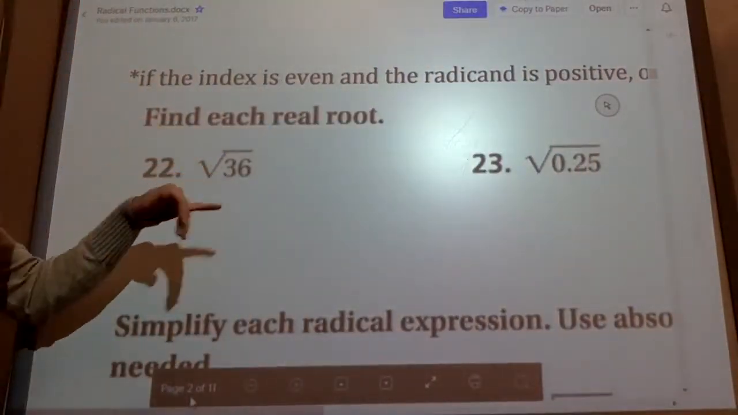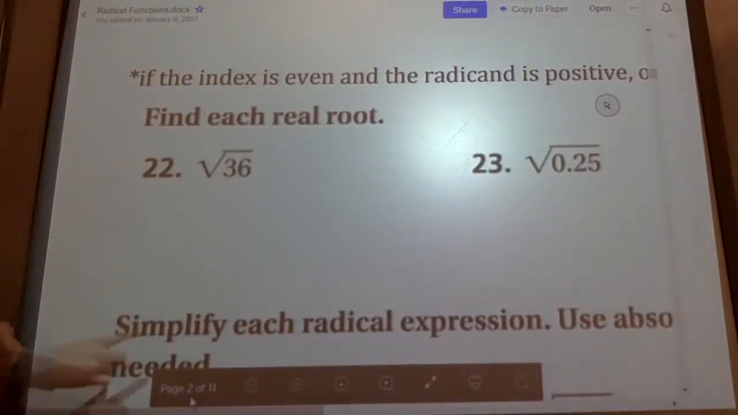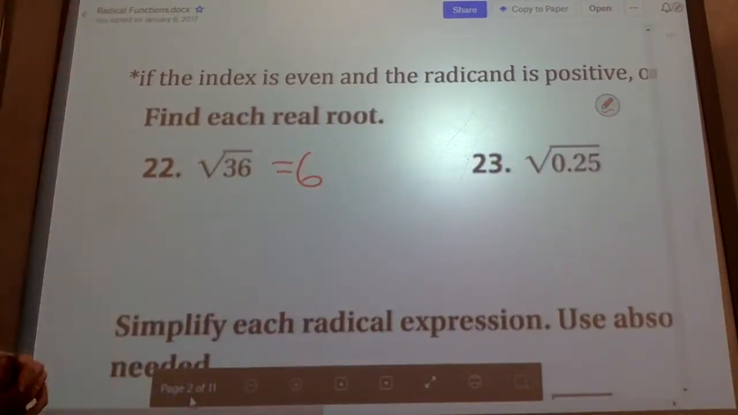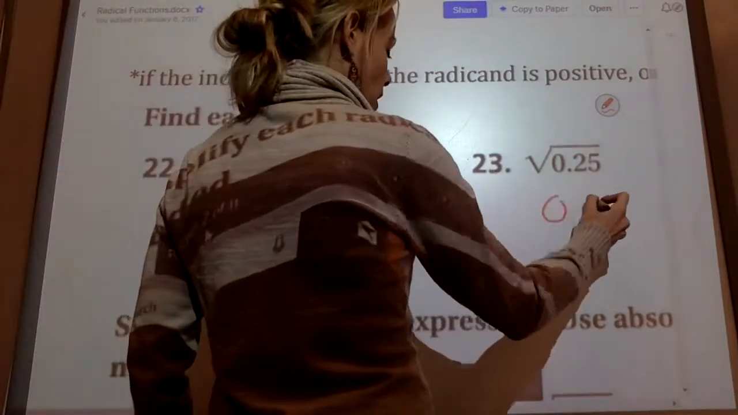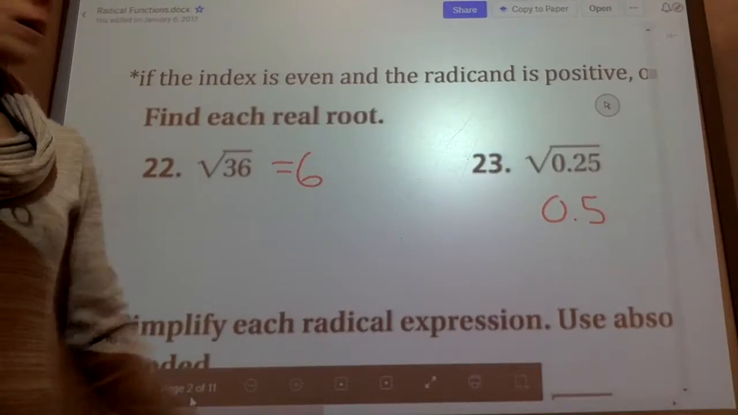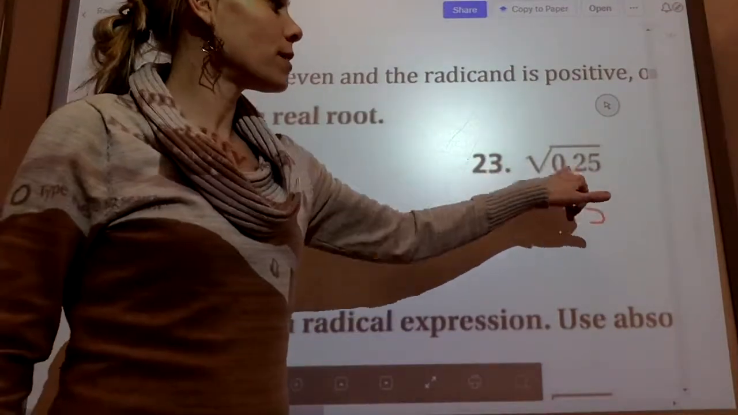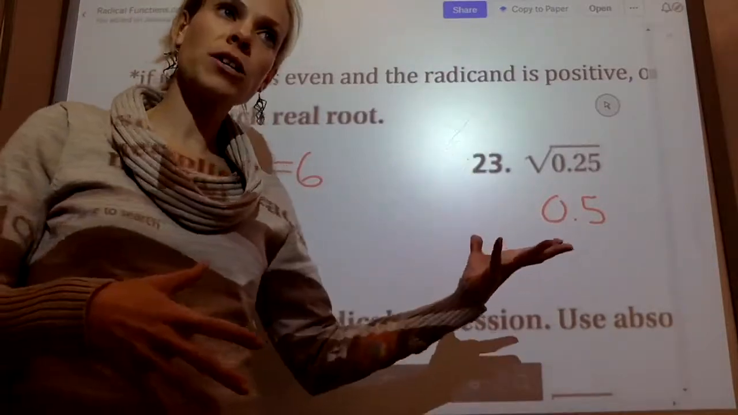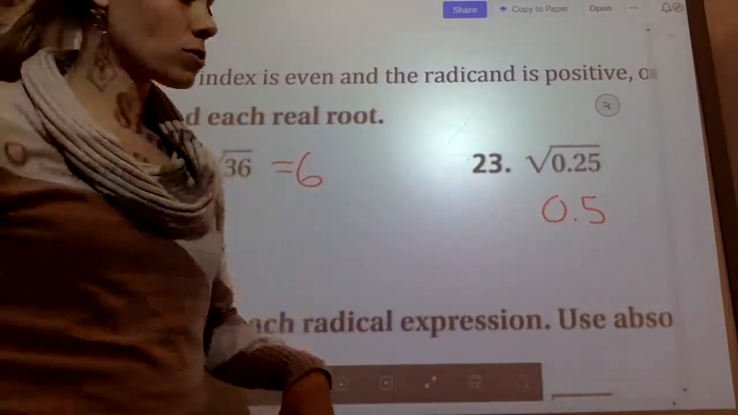Square root of 36 is going to be 6. Very good. Not plus or minus, just 6. The square root of 0.25 is going to be 0.5. Very good. If you had 1/2, that's not wrong. But if you ever square root a decimal, then a decimal answer is okay. If you're square rooting a fraction, then you need a fraction answer usually.